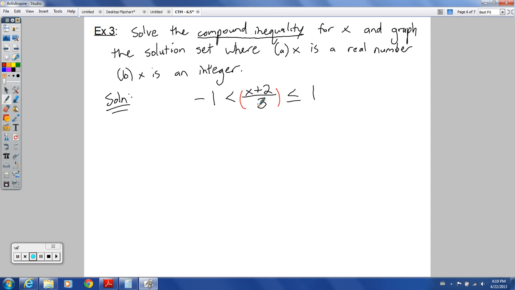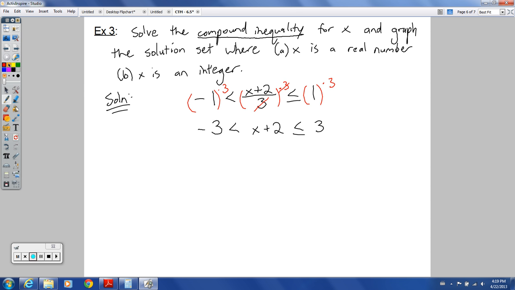We can take everything to get rid of the fraction. The simplest thing would be to multiply by the denominator, so to multiply everything by 3. Let's do that here to start. Just like an equation, in an inequality we can change all parts of the inequality in the same way. So multiplying everything by 3 will keep the statement a true statement. So we're going to have negative 3 is less than, this cancels with that, so we'll have x plus 2, which is less than or equal to 3.